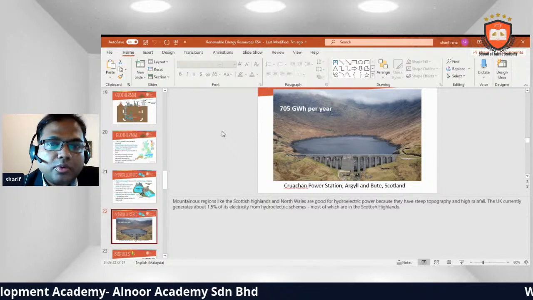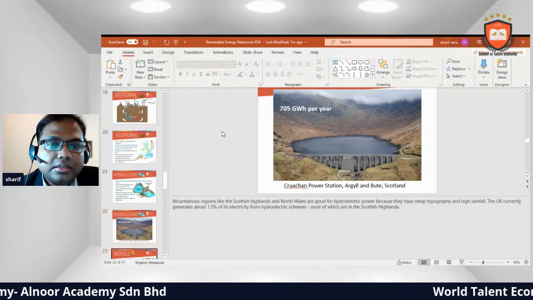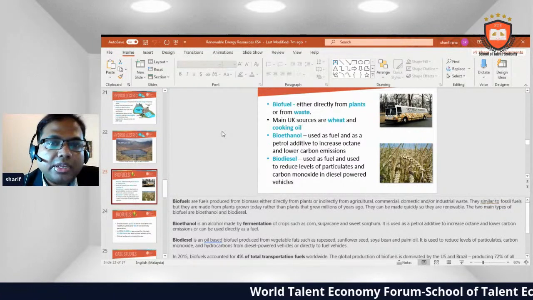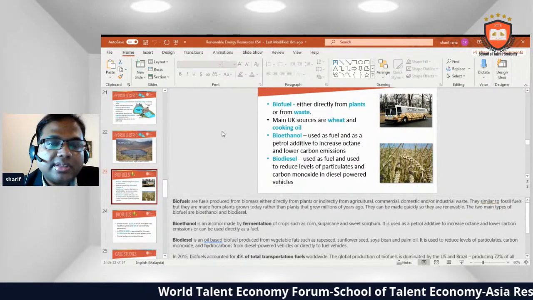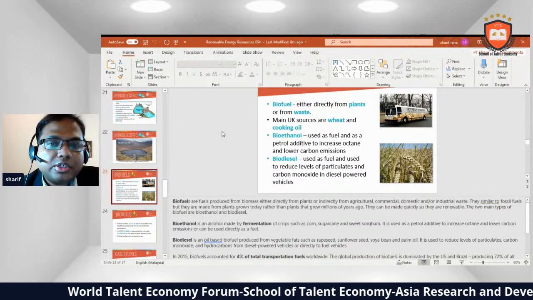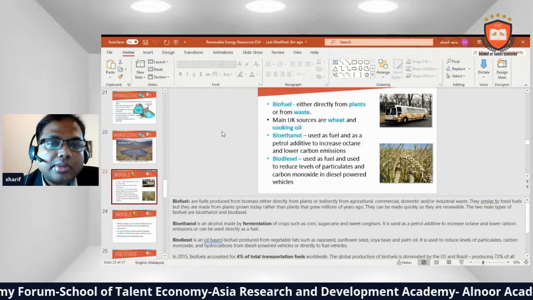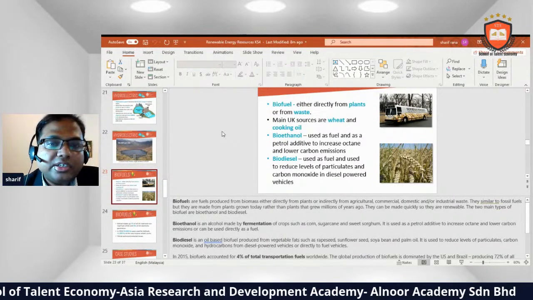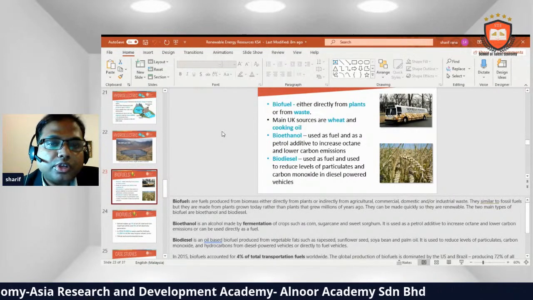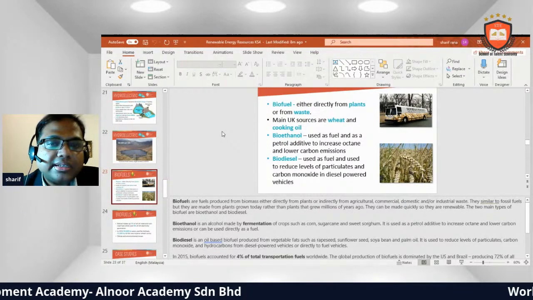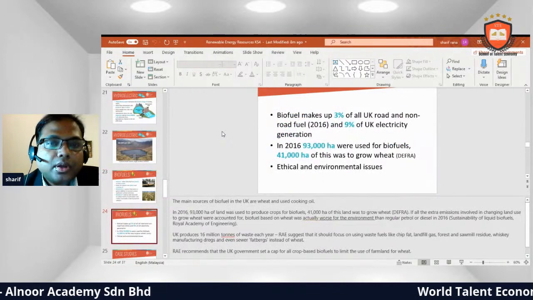705 GWh per year. So biofuel comes either directly from plants or from waste. The main UK sources are wheat and cooking oils. Bioethanol is used as a fuel and is added to petrol to increase octane and lower carbon emissions. Biodiesel is used as a fuel and to reduce the level of particulates and carbon monoxide in diesel-powered vehicles.